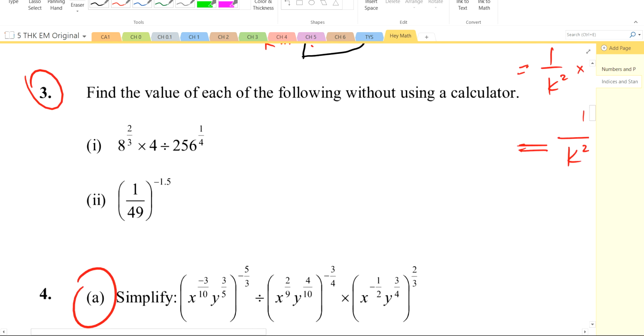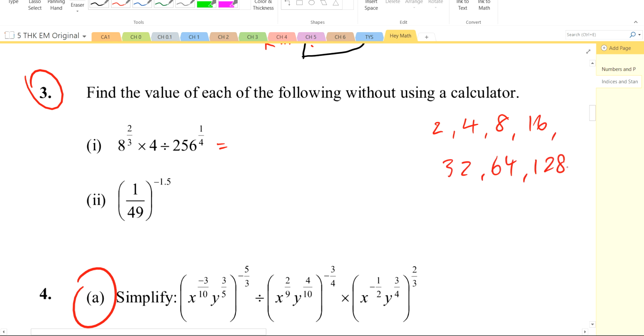Question 3, part 1. Find the following without using a calculator. What is 8 to the power of 2 over 3? How do you get 12? No, you're not supposed to use the calculator. Numbers such as these: 2, 4, 8, 16, 32, 64, 128, 256. What's next? 512. Do they sound familiar to you? Why?